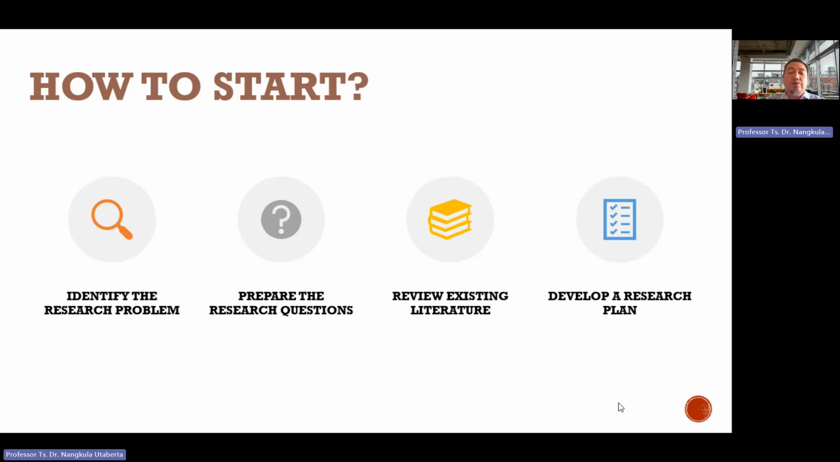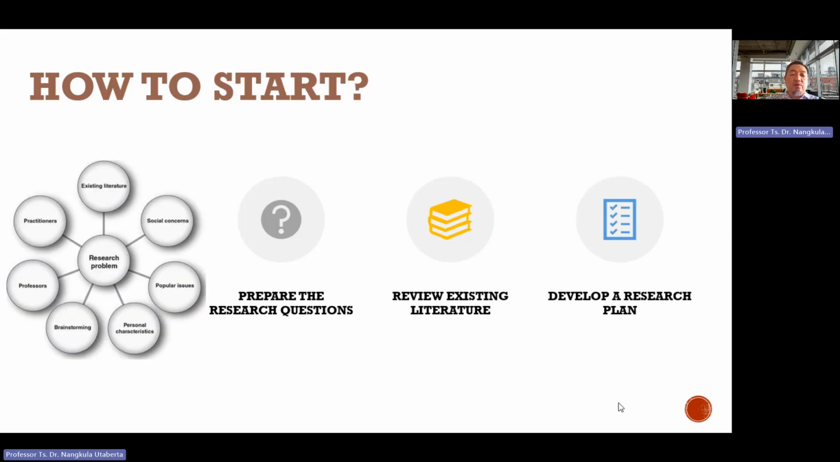Yeah, so try to find a specific research problem. Research problems can come from different sources. It could be from existing literature review, the one that you did, practitioners, professors, brainstorming, personal characteristics, popular issues, etc. As I said, try to find a simple and specific problem, not too wide. Too wide means something is not clear.